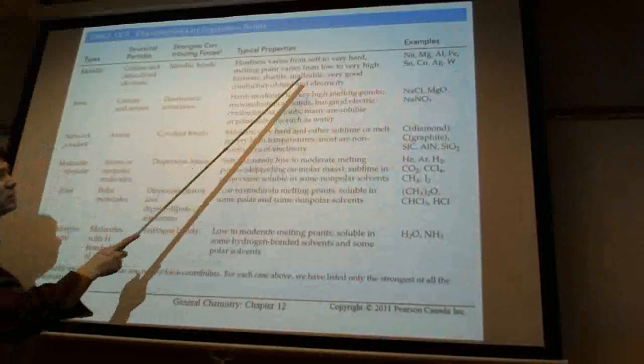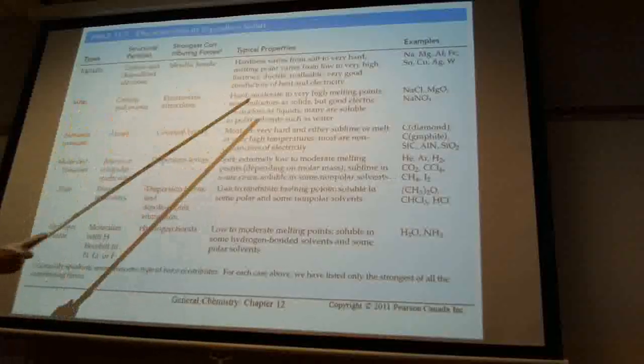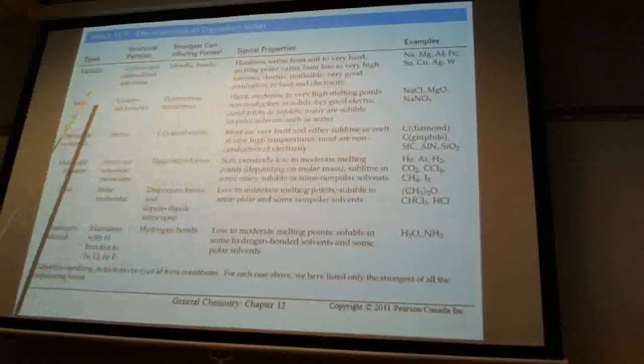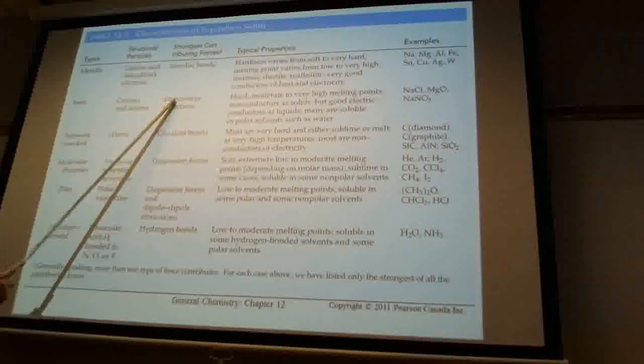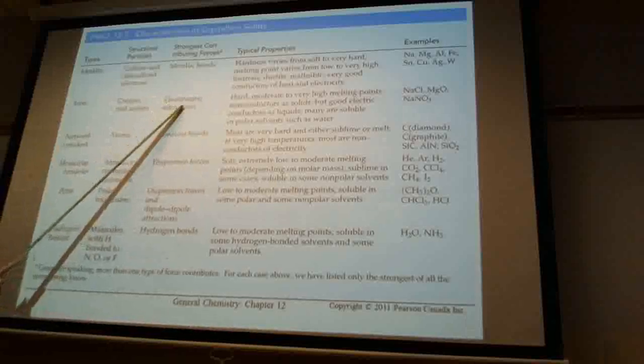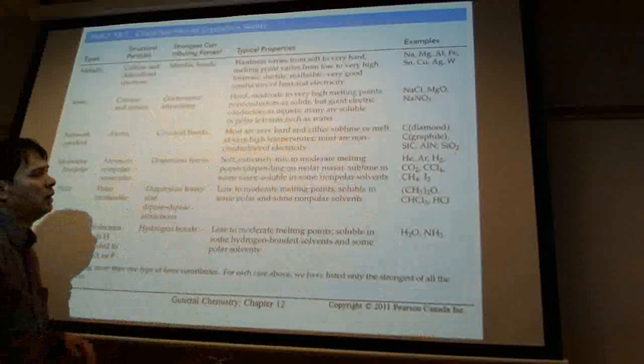Metals are lustrous, ductile, malleable, good conductors of electricity and heat, especially electricity and heat, because of delocalized electrons. Ionic solids have electrostatic attractions between ions called the ionic bond. They're hard, with moderate to high melting points.